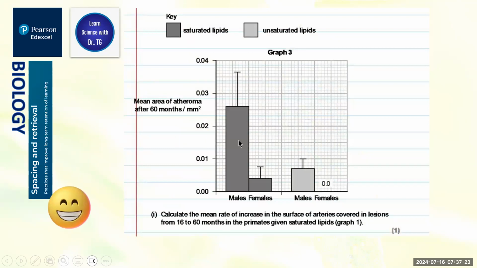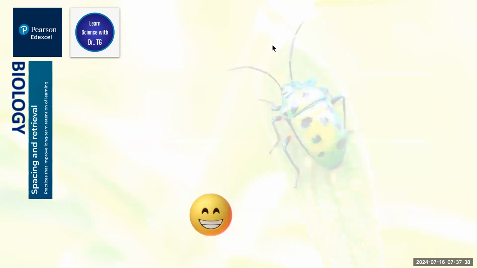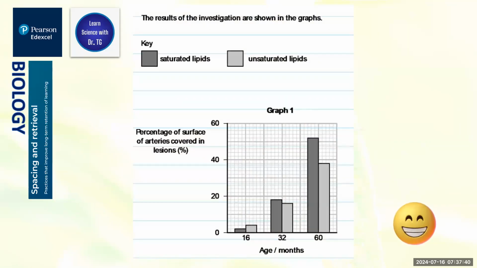In the same way they showed the bar graph, they clearly mentioned the mean area of atheroma after 60 months. And for the male and female groups, they have used gender here. They are again separated into male and female. And we can also show statistics in this graph. Third result, that's graph one.